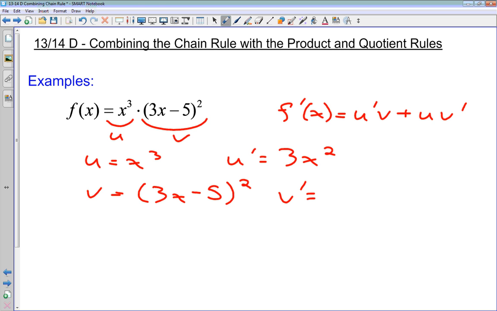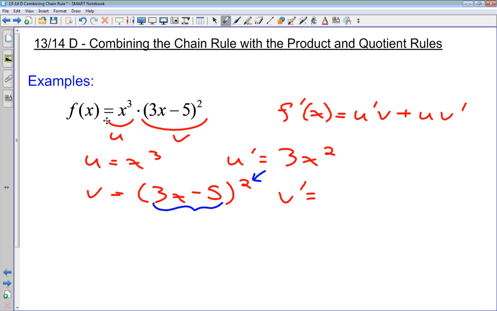What do we notice when we come to do the derivative of v? Well, v is a composite function. So we've got to use this chain rule that we've just been talking about. So when we do the derivative of v, we want to break it up into an inner function and an outer function. Our inner function is this 3x minus 5 on the inside. Our outer function is this something to the exponent of 2.